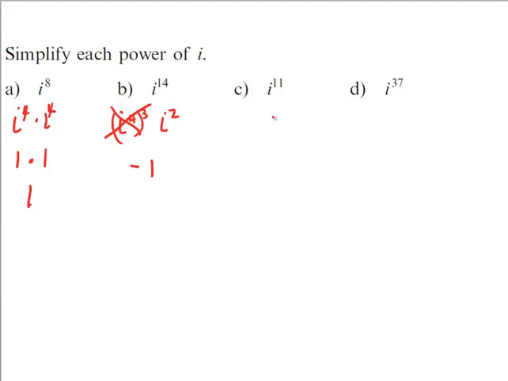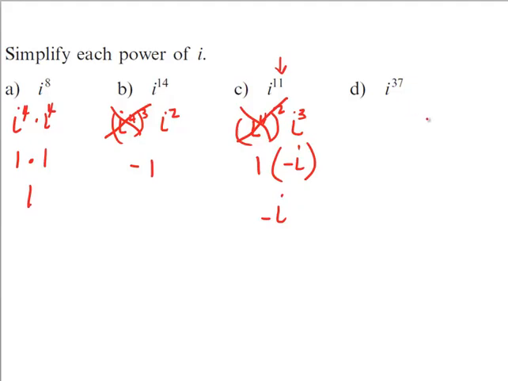Here I'm going to ask myself the same question. How many times does 4 fit into 11? Well, that's i to the fourth to the second power times i to the third. Anytime I have i to the fourth, it's just 1. And i to the third is -i. So that's all I'm going to end up with.